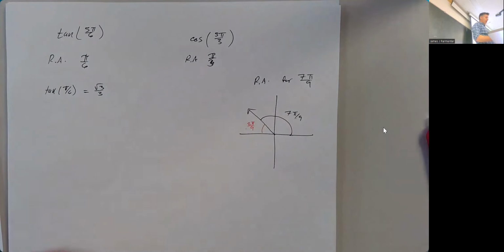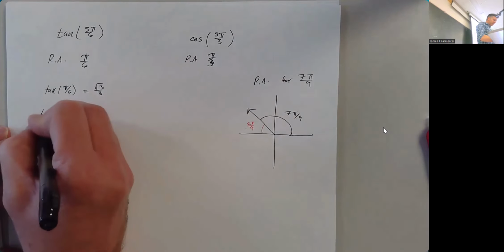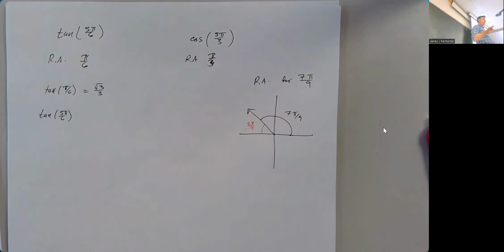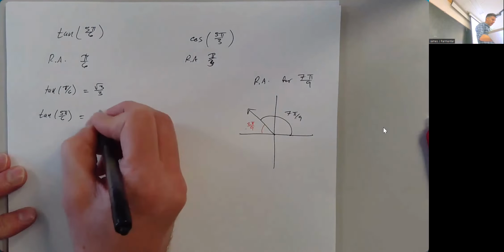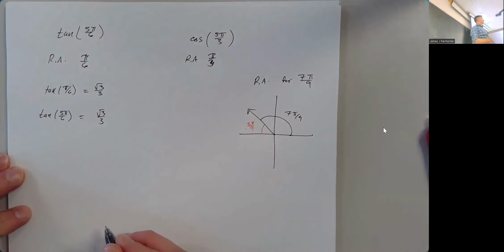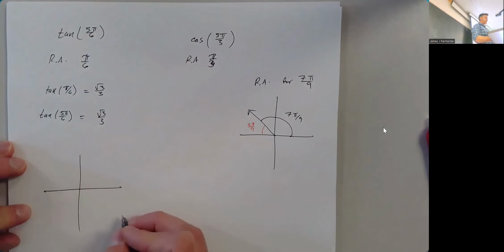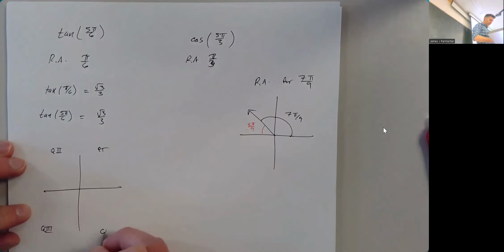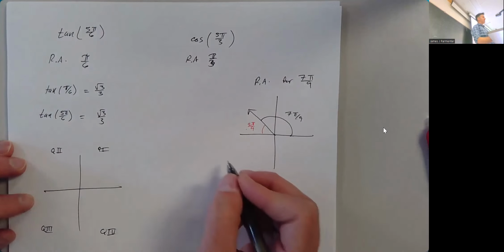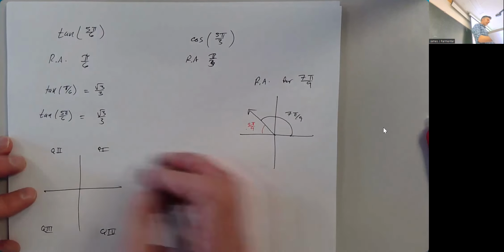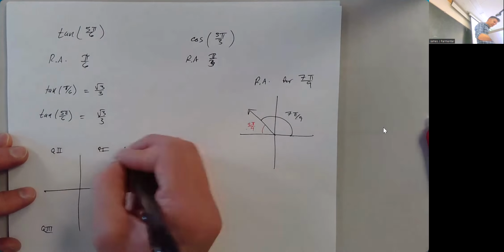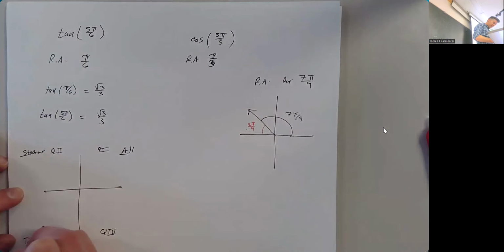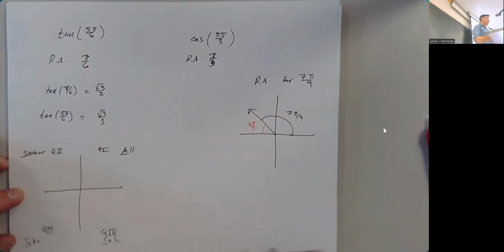Okay. But then tangent of 5 pi over 6, it's either going to be positive or negative of the same value. So I know it's going to be either plus or minus root 3 over 3. How do I figure it out? With a mnemonic device. Quadrant 1, quadrant 2, quadrant 3, quadrant 4. And what did we say? You guys know what we said? Sure, that's the less spicy one. All students take calculus. What does that mean for us?